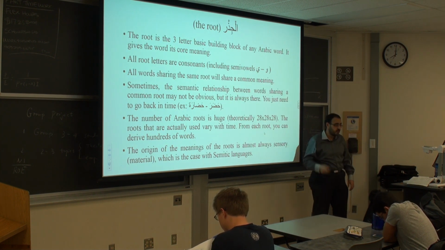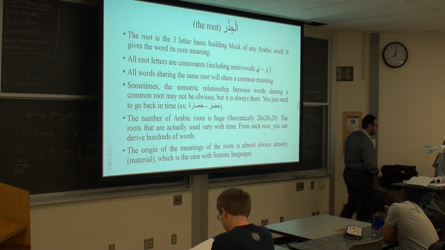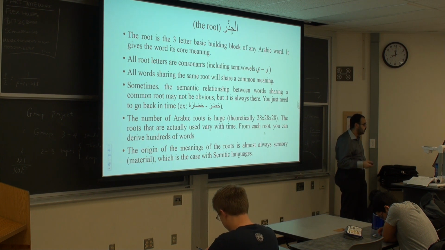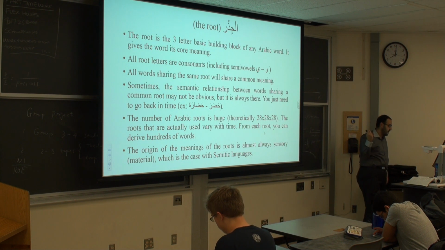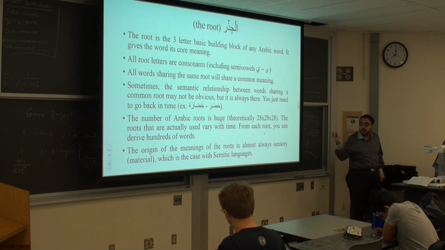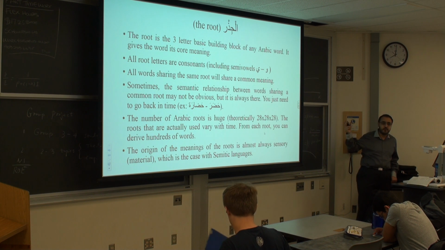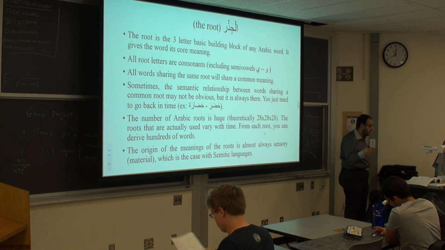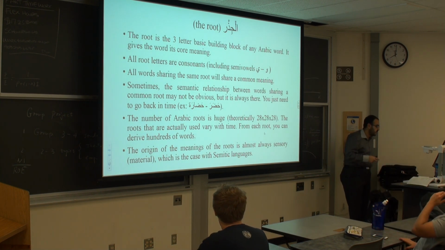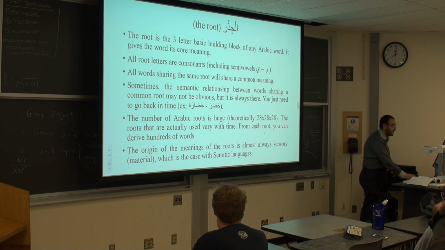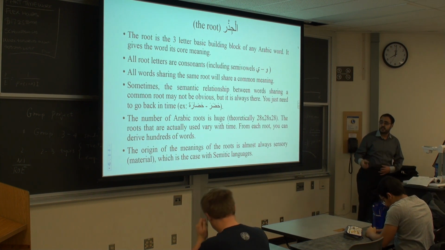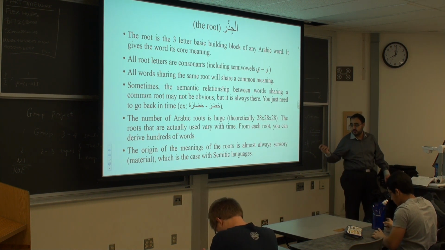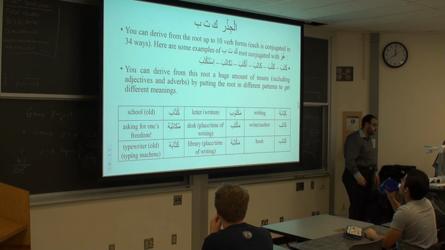such as hadara and habara. However, if you go back in time, you'll understand the semantic relationship. Hadara is to come and be influential; hadara, civilization, as we mentioned yesterday. You have an enormous number of roots in Arabic. From each root you can derive hundreds of words, whether verbs or nouns, and under the umbrella of nouns we have adverbs and adjectives as well. The origin of the meanings of the root is almost always sensory, which is the case with Semitic languages.